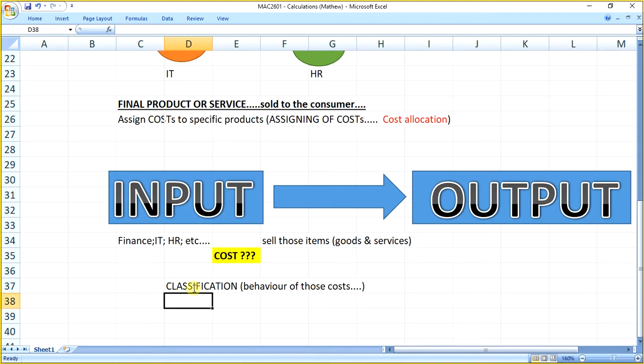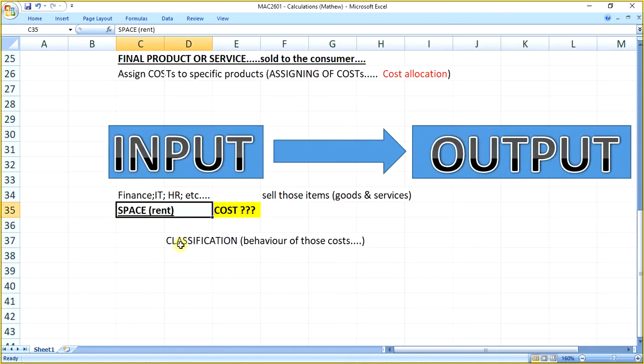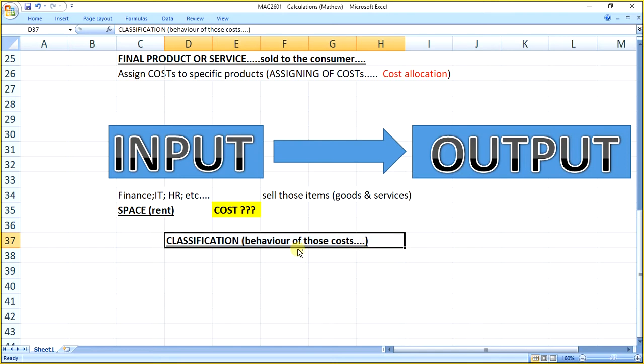So let me just take one example. Finance, IT, HR. Obviously, all of them are going to need space. Do you agree? Yes. Okay, space would be seen as rent. We're either going to be renting space or we're going to be buying a building and using the space in order to operate. But now if I look at the classification, specific to costs.